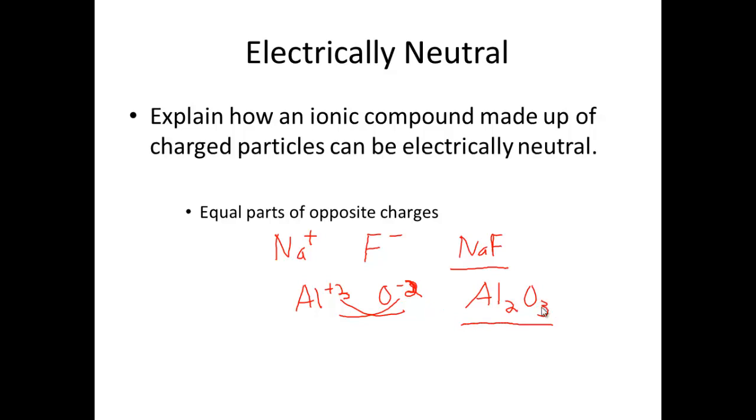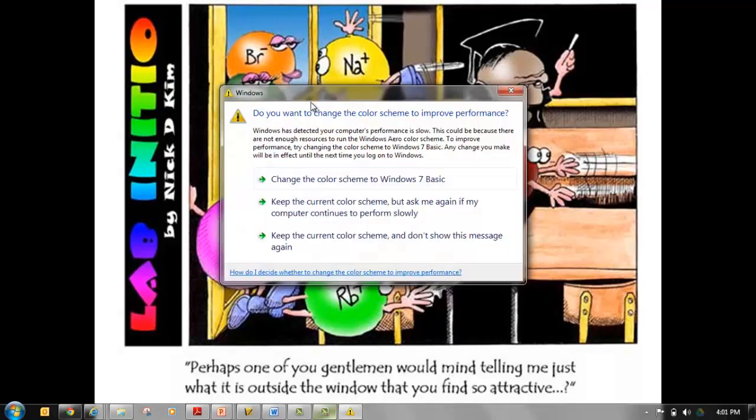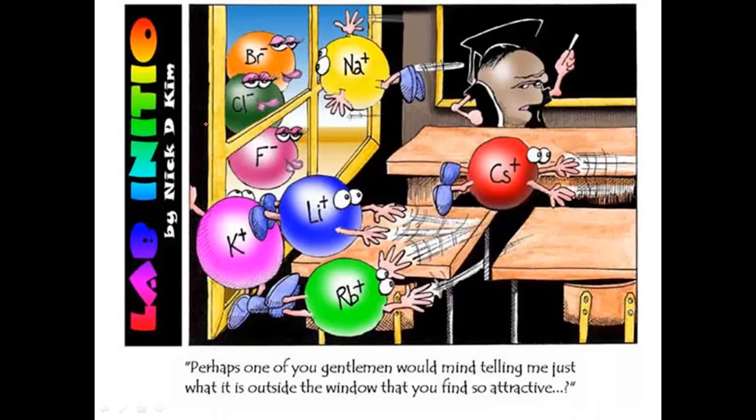And to end with today, got a little cartoon here. It says, from the teacher in the room, perhaps you gentlemen would mind telling me what you find outside the window so attractive. We have all of our positive ions, lithium, sodium, potassium, rubidium, and cesium from group 1, looking at the halogens outside. Nice and attractive there. The bromine, chlorine, and fluorine, the negative charges. The negative charges are attracting to the positive charges.